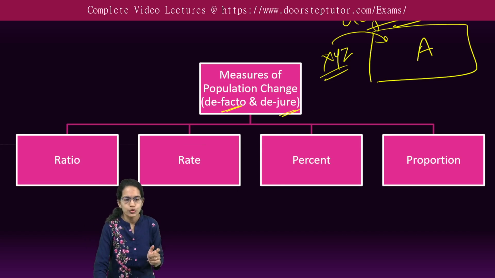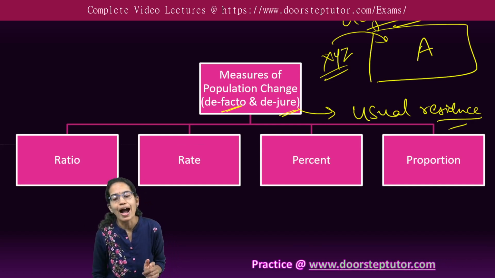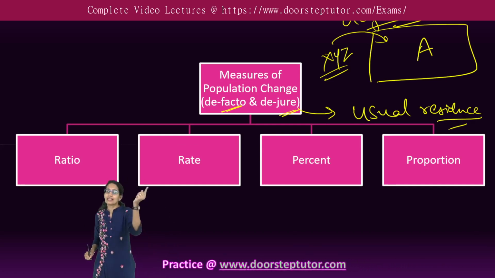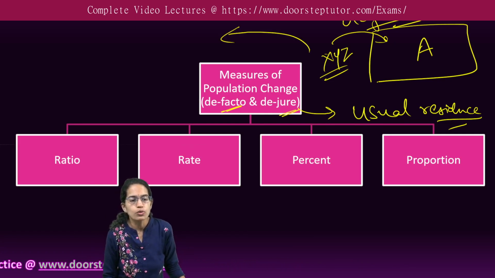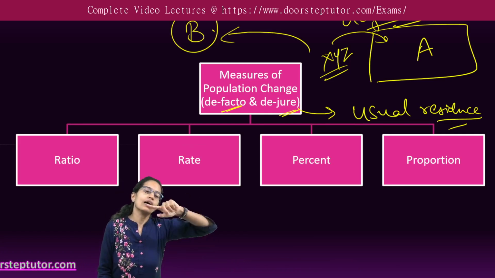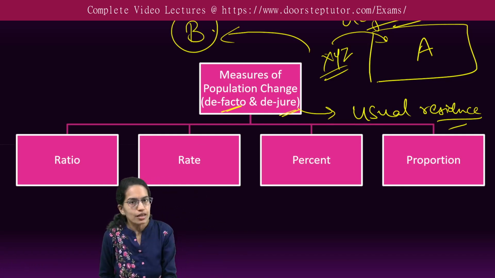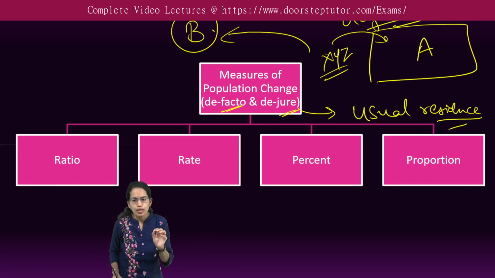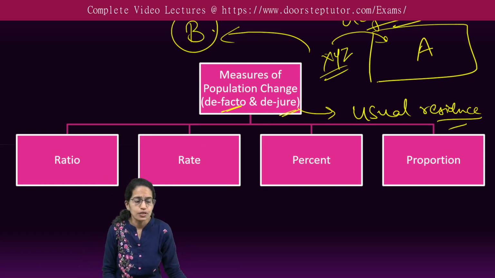However, under de jure, you are counted as per the usual place of residence. That means where you actually reside. If you are there as a tourist in place A, but originally you belong to place B, you would be counted under place B, not place A. Take this very, very carefully, right? Extremely important concept. I take another interesting example to help you understand.